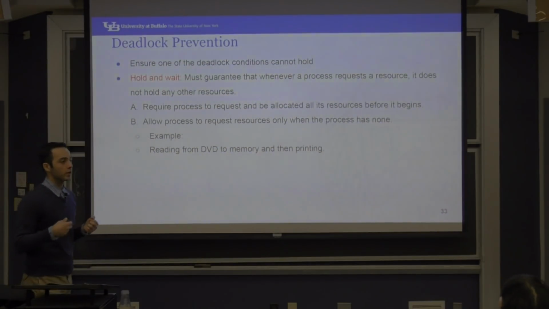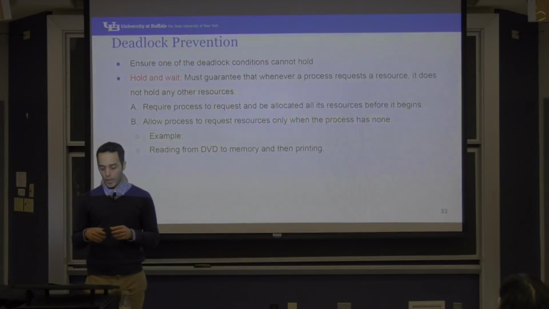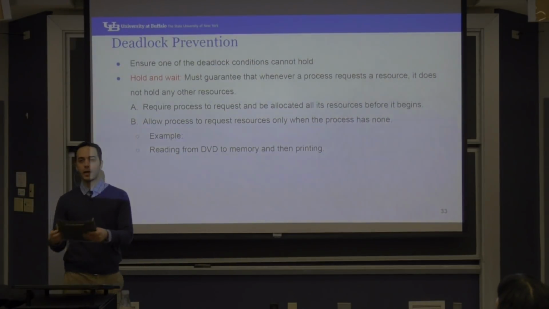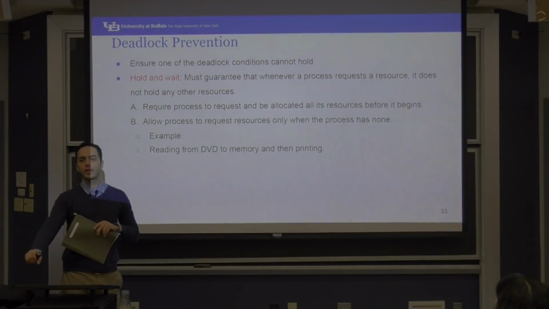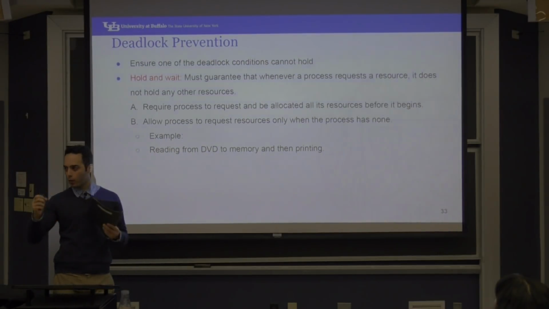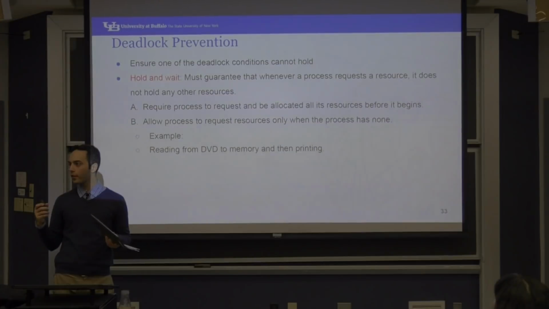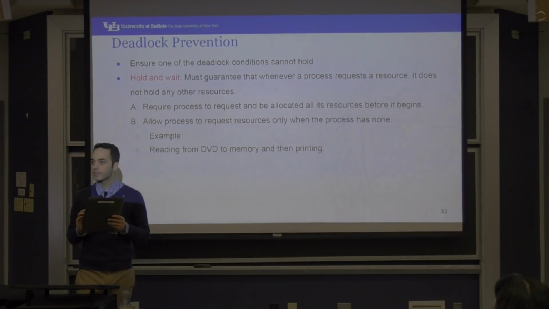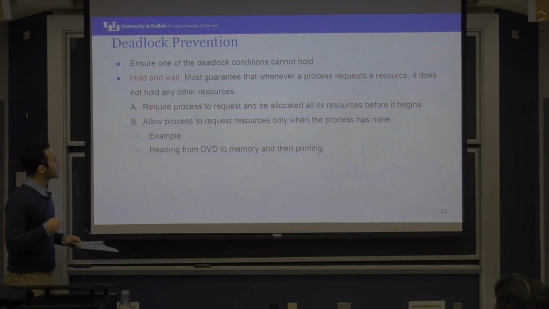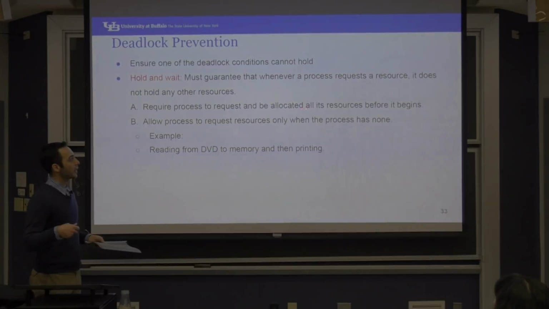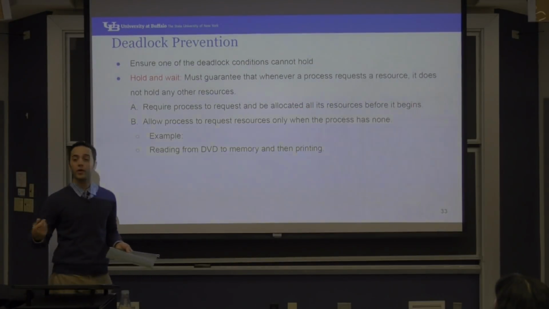Hold and wait. Remember, the hold and wait condition was for when one process was granted a resource and held it while waiting for another one. So, can you come up with an idea or a method that prevents this from happening? How? For example, one idea is to require a process to request and be allocated all its resources before it begins.